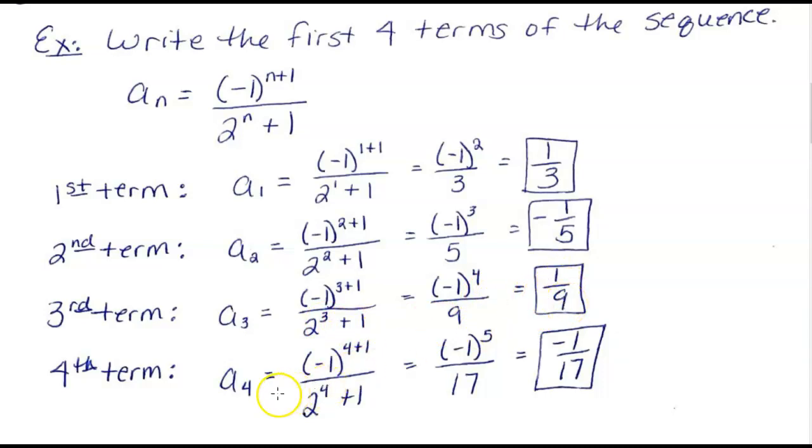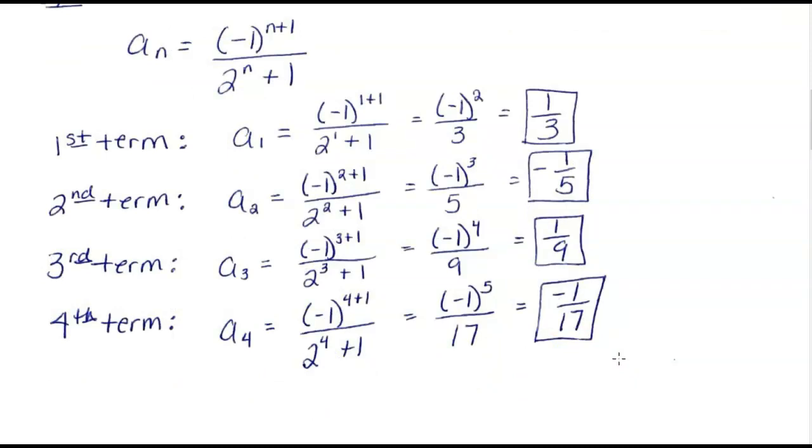And then our fourth term, when I plug in n equals 4, a sub 4, negative 1 to the power 4 plus 1 divided by 2 to the fourth plus 1. So we get negative 1 to the fifth on top. 2 to the fourth is 16, plus 1 would make the denominator 17. Negative 1 to the fifth power again is negative 1, so negative 1/17.